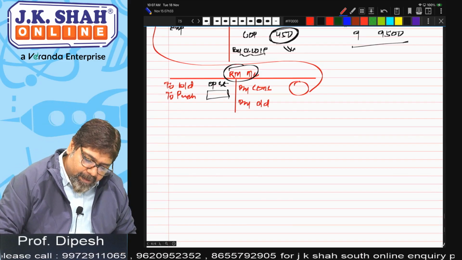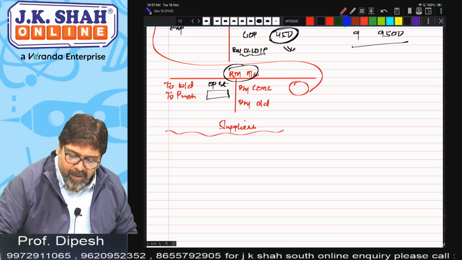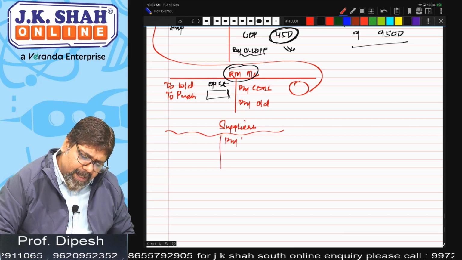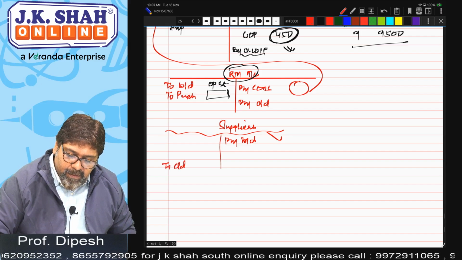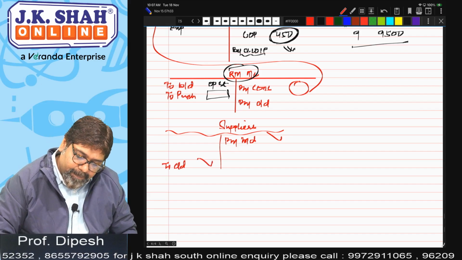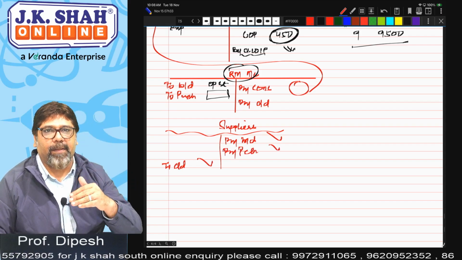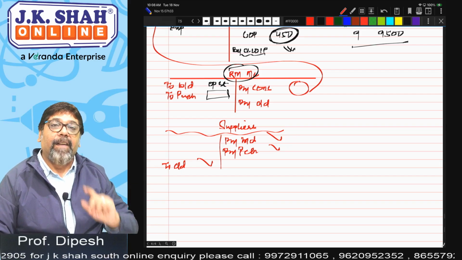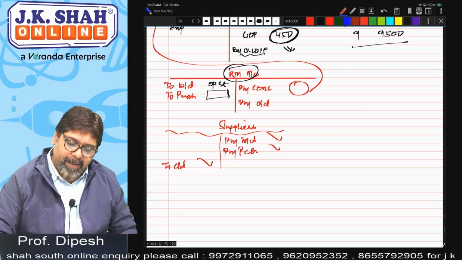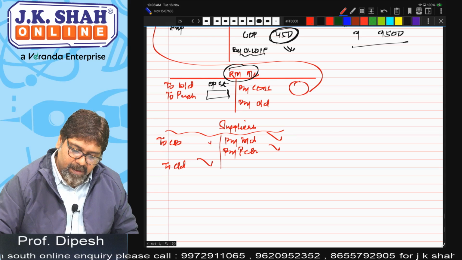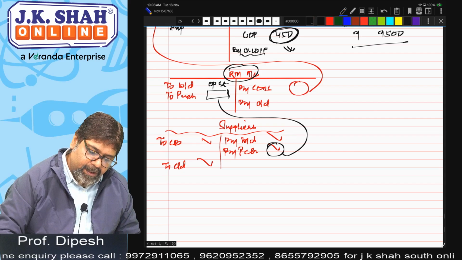But chartered, if we do credit purchases, for credit purchase we need to prepare suppliers account or creditors account. By balance brought down, to balance carried down, by purchases. When you purchase goods, the journal entry is purchases to suppliers. And when you make payment to suppliers, suppliers to cash bank. This purchases figure you will take from here and post it here.